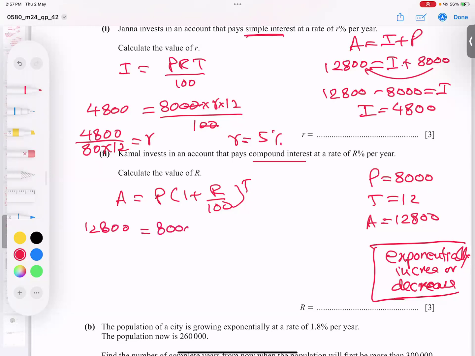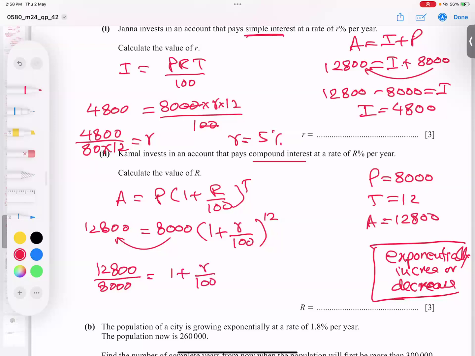P is 8,000. Rate of interest is small r here. And time is 12 years. Student, this multiplying factor will go down and divide. So I got 12800 divided by 8,000 and 1 plus r over 100 to power 12.